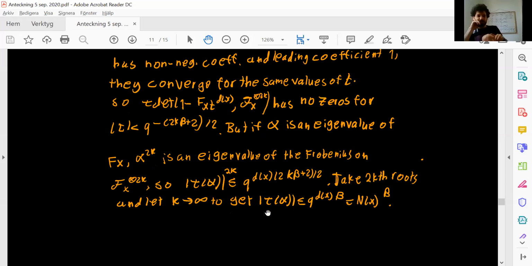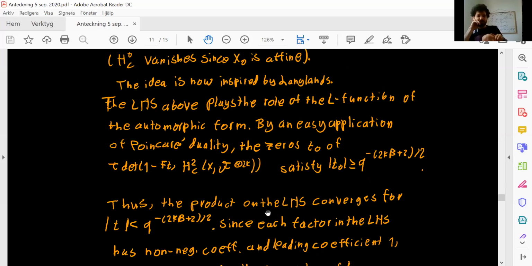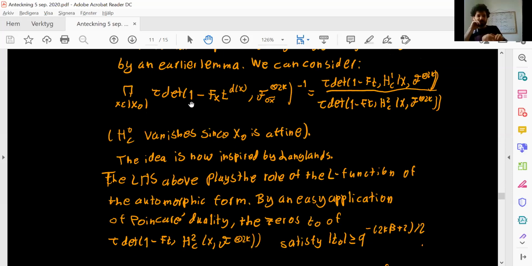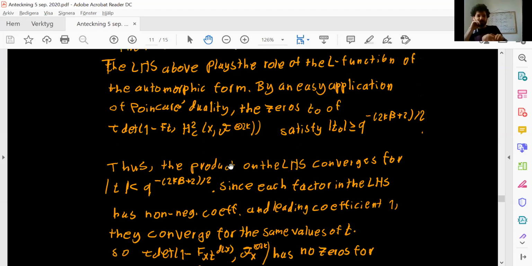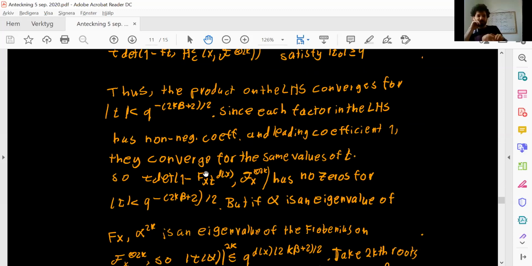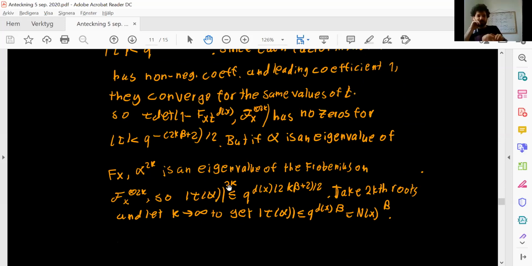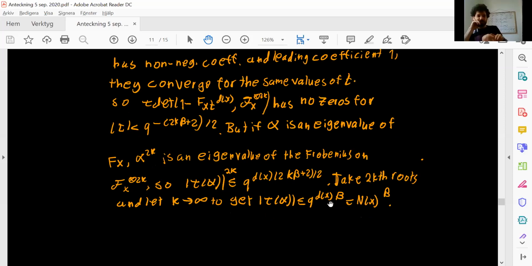So this is just analysis, but what we're really doing is having some control of the poles of this L function. And we apply this control to know something about the zeros of this L factor, which are precisely related to the eigenvalues. Since we have such good control, we get an inequality that tau alpha^{2k} is less than or equal to q^{d_x (2kβ+2)/2}. Then we can just divide by 2k, take the 2kth roots and let k go to infinity. So this is clearly inspired by Langlands.